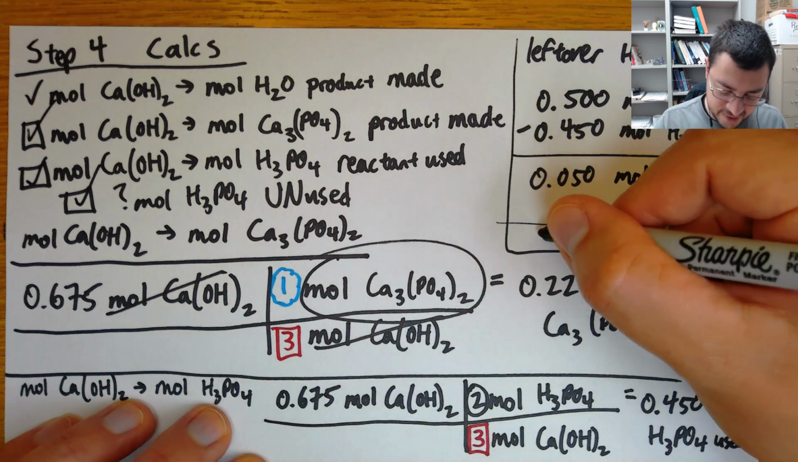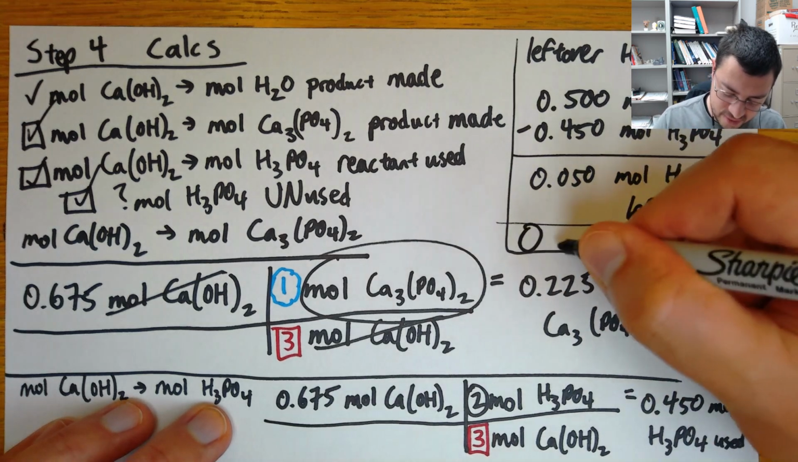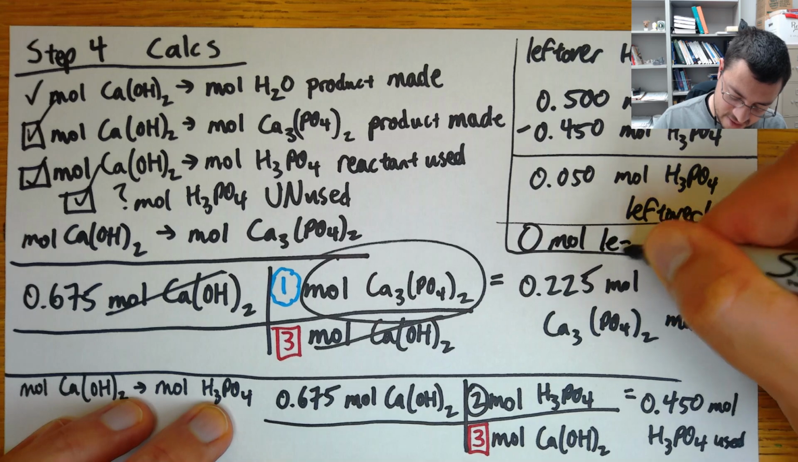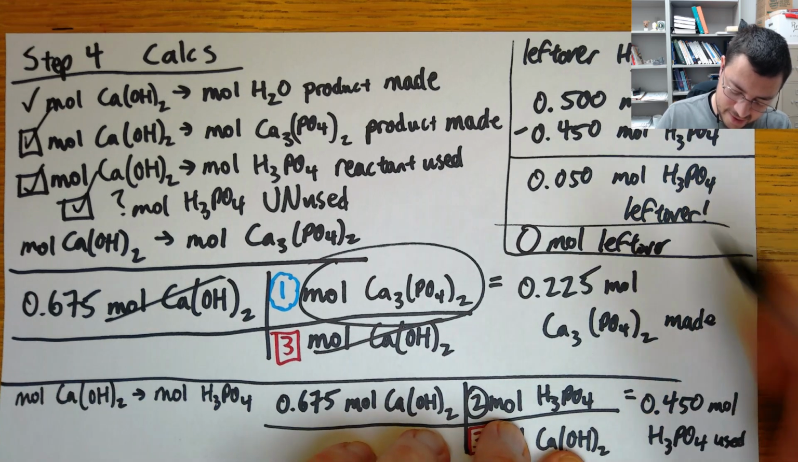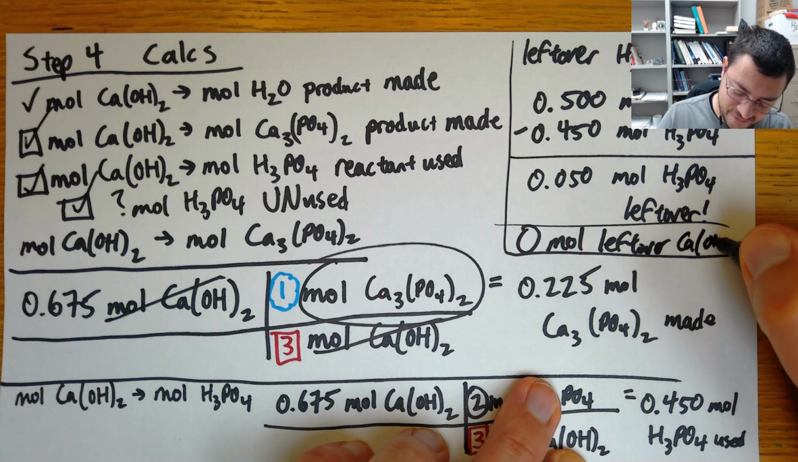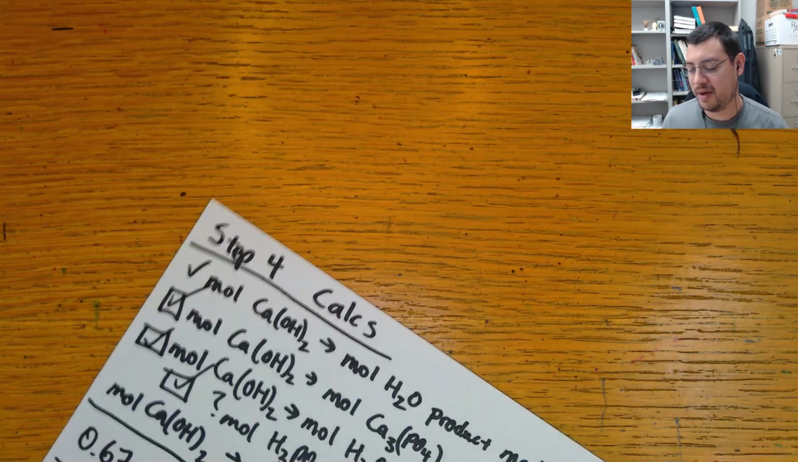To state the obvious, but sometimes the obvious is not obvious to us, we would have 0 mole left over for the calcium hydroxide because we already figured out it's going to run out first. Okay, that's not a calculation that you have to do because you can just think your way through that one.